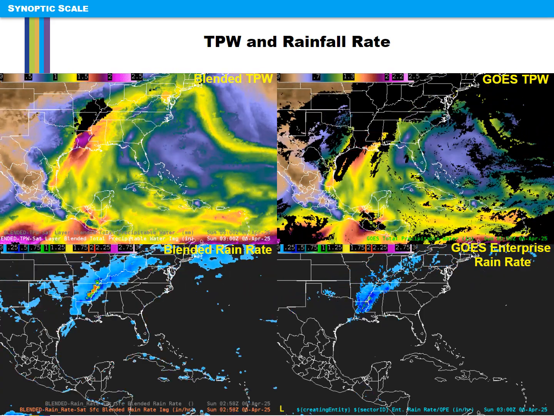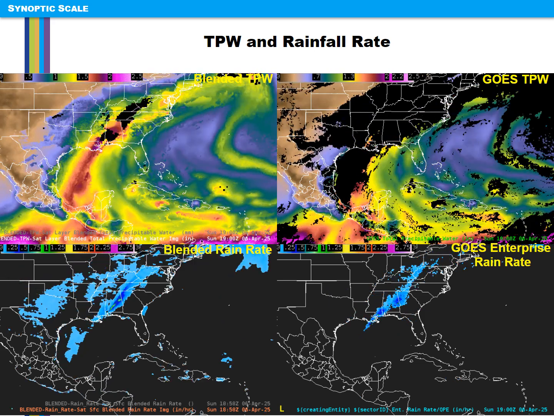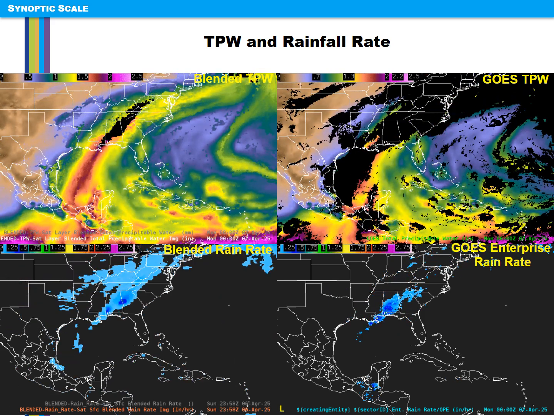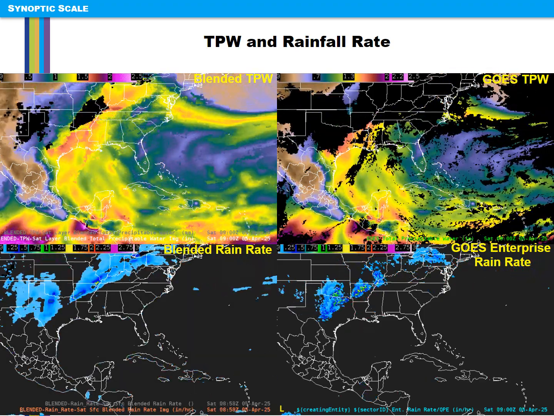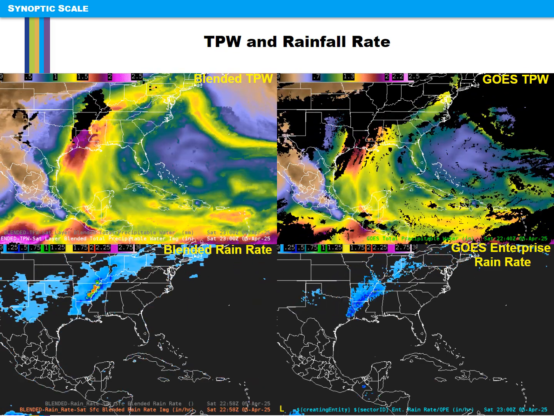In this particular case, the highest rainfall rates are over CONUS, but in the event of an atmospheric river over the ocean, keep in mind that rainfall rate data from radar would not be available.